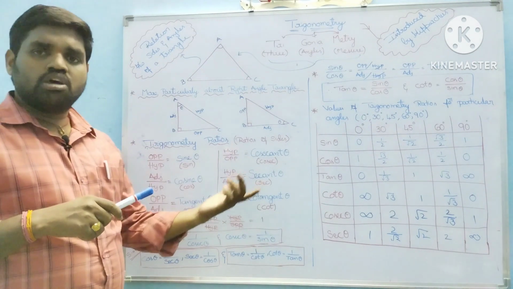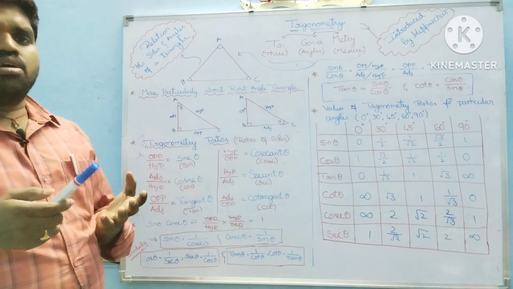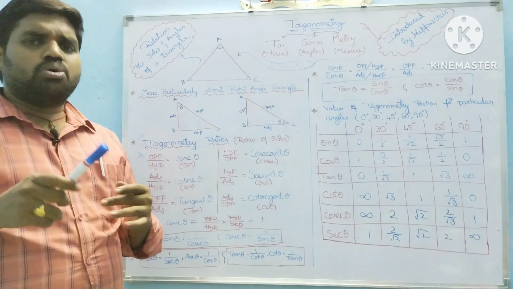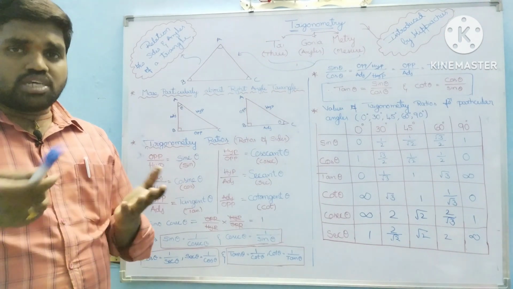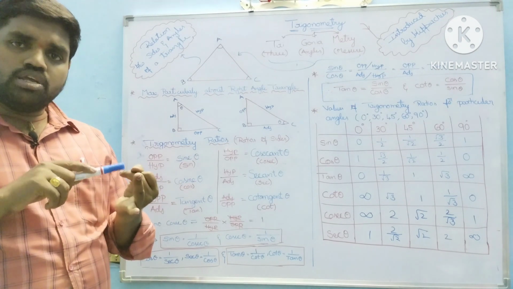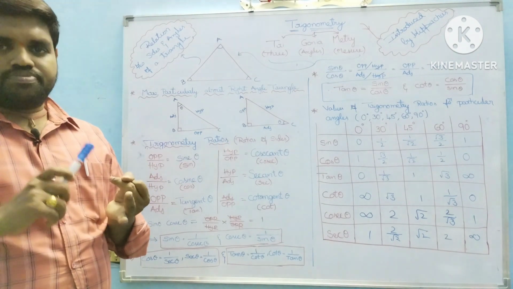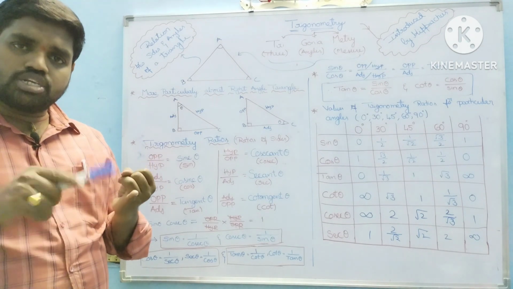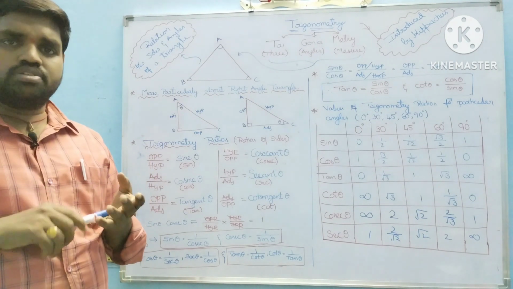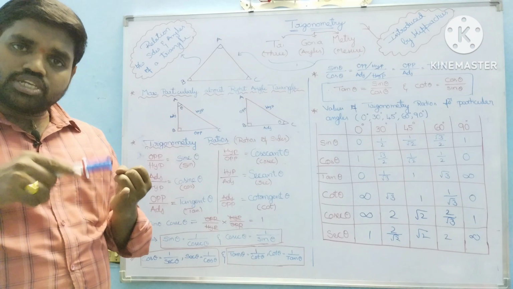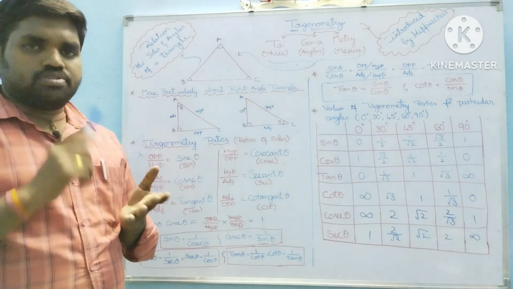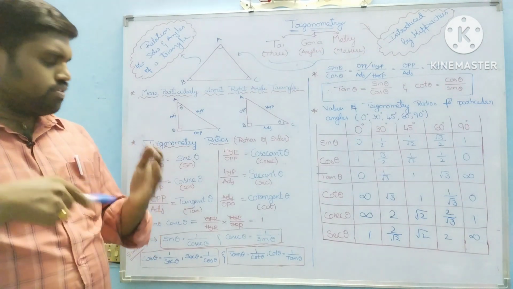So there are 6 ratios. From the 6 ratios, by using the formula of reciprocals, we can get other formulas. They are sin theta into its reciprocal, cosecant theta, is equal to 1. Like cos theta into its reciprocal, secant theta, is equal to 1. Next, tan theta into its reciprocal, cot theta, is equal to 1. From this you can derive other formulas.